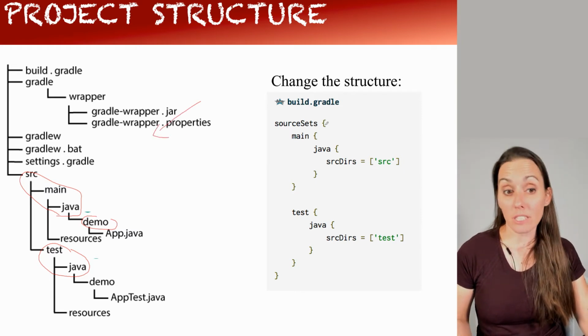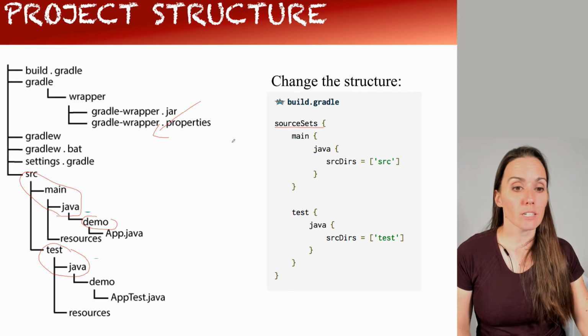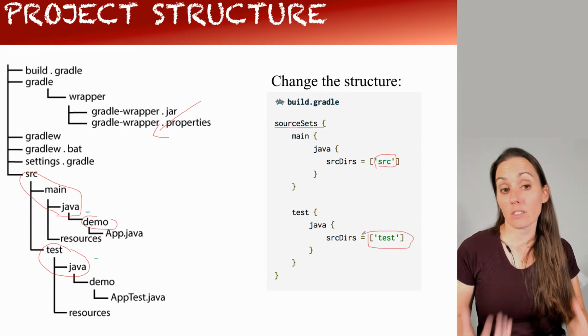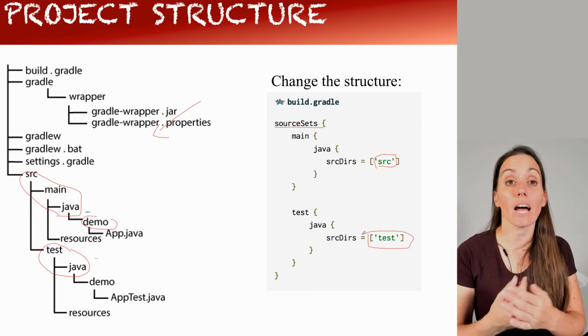If you need to change that, you can define source sets and say, my main Java is just in the source directory, and my test Java is just in test. This way you can tell Gradle, hey, I have a different project structure.